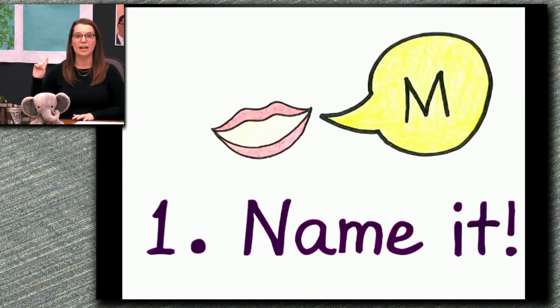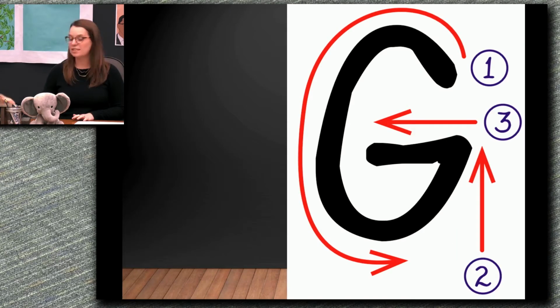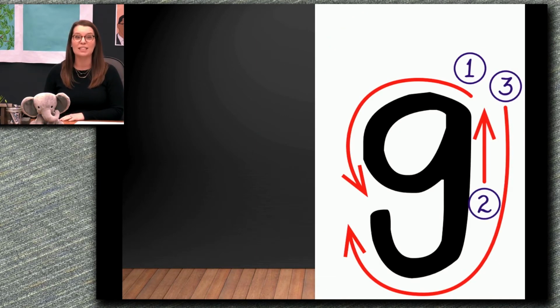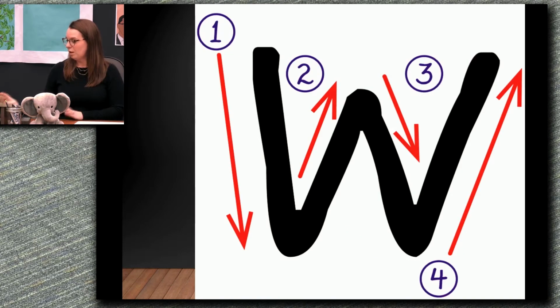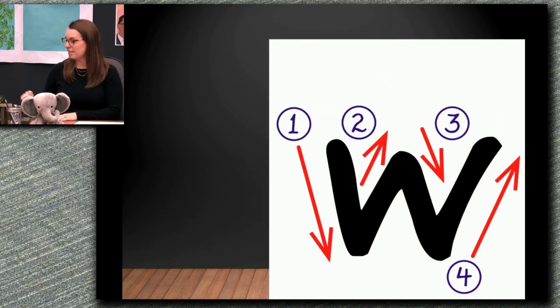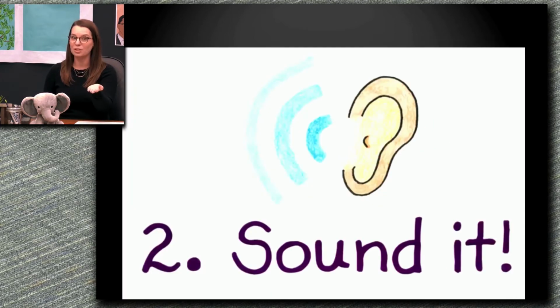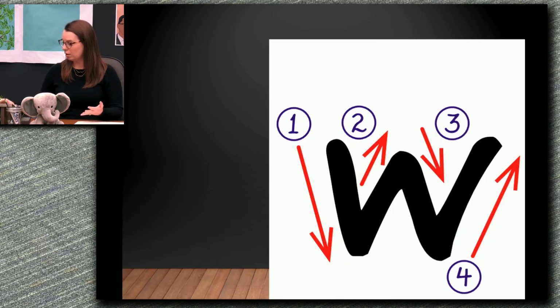How to learn a letter. First, we name it. This letter is G. Name this letter. G. This is a lowercase g. Name this letter. G. This is a capital W. Name this letter. W. This is a lowercase w. Name this letter. W. Uh-oh, our PowerPoint seems to have a mind of its own. Woo! Okay, still a lowercase w.